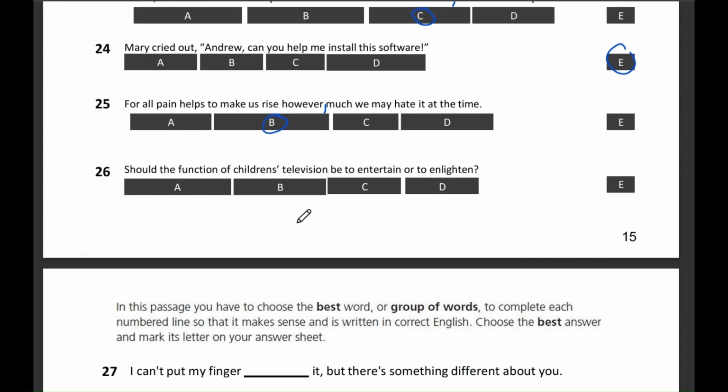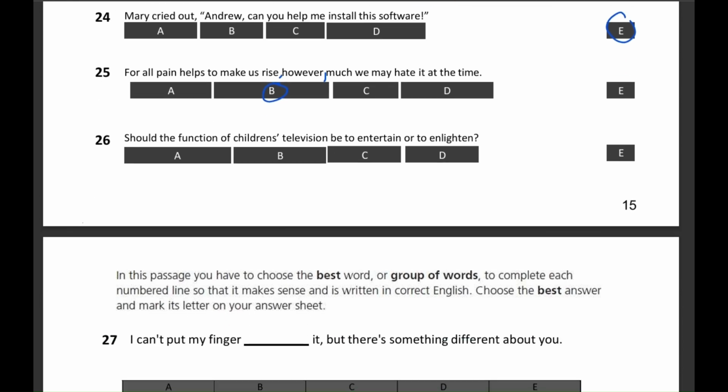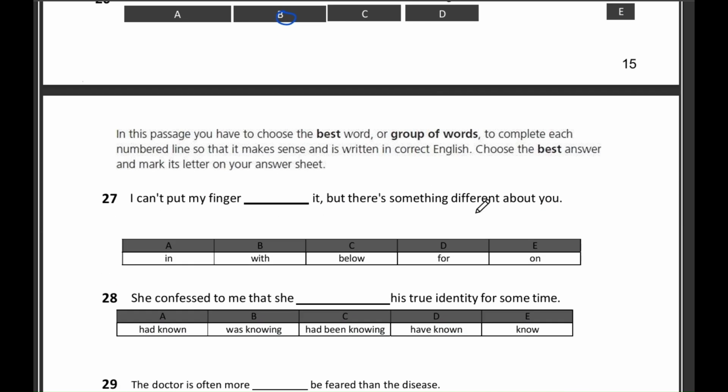The sentence is, should the function of children's television be to entertain or to enlighten? The answer is option B, because the word children's is written incorrectly. The correct way to spell it is children's, with the apostrophe before the S. Question 27 is next, and this is a fill-in-the-blank question. The sentence is, I can't put my finger blank it, but there's something different about you.